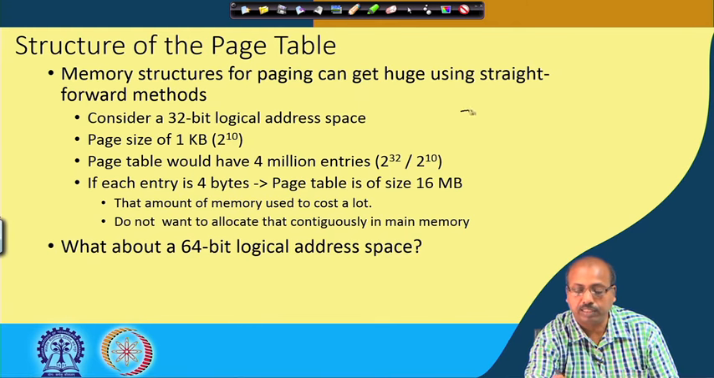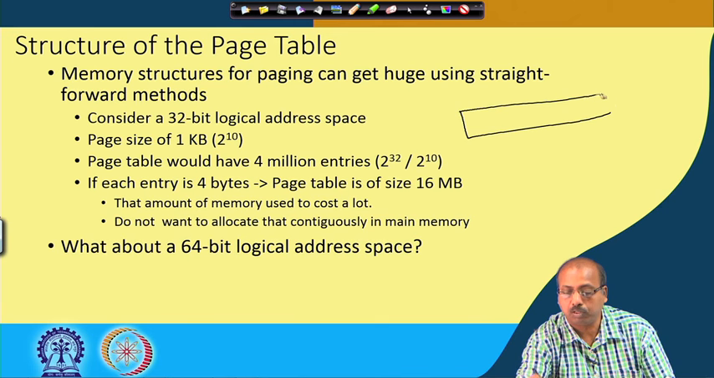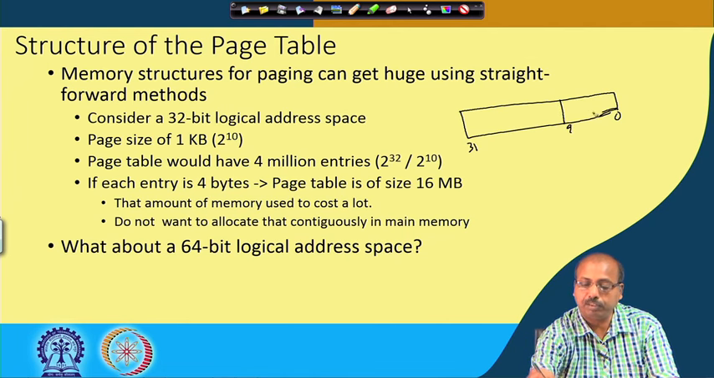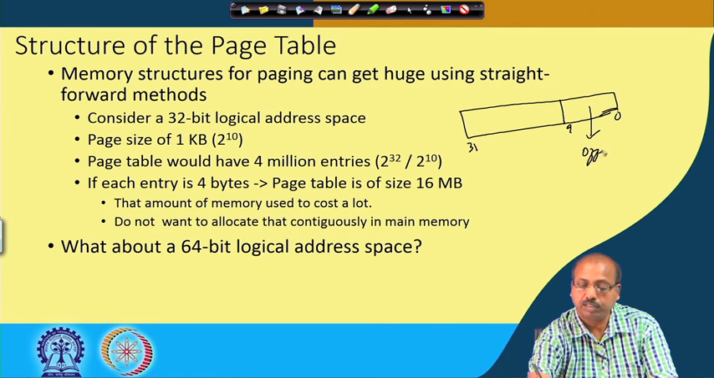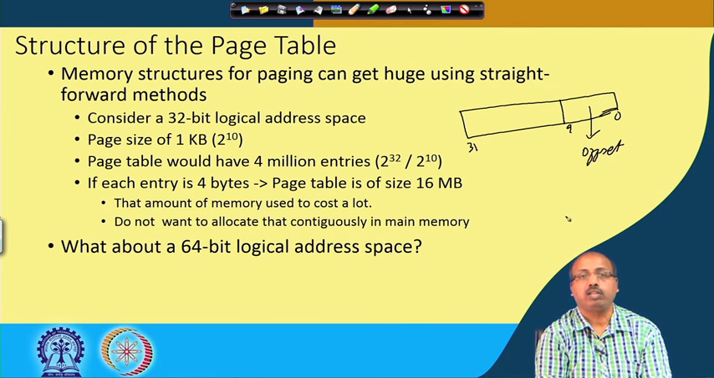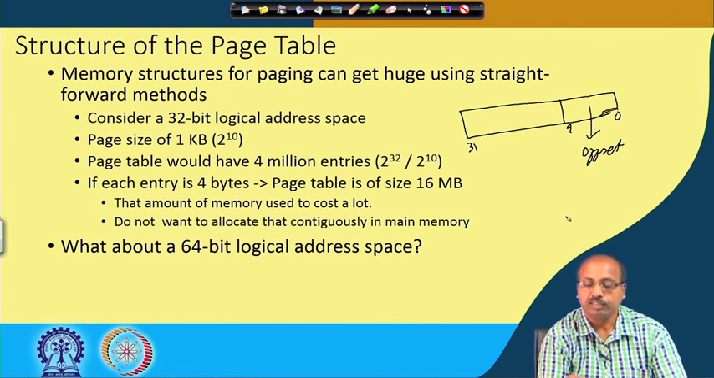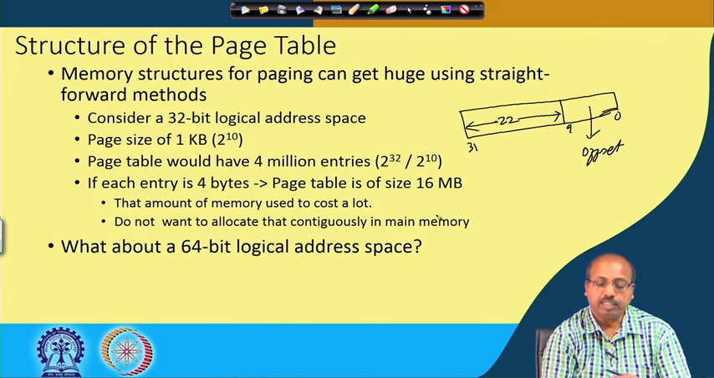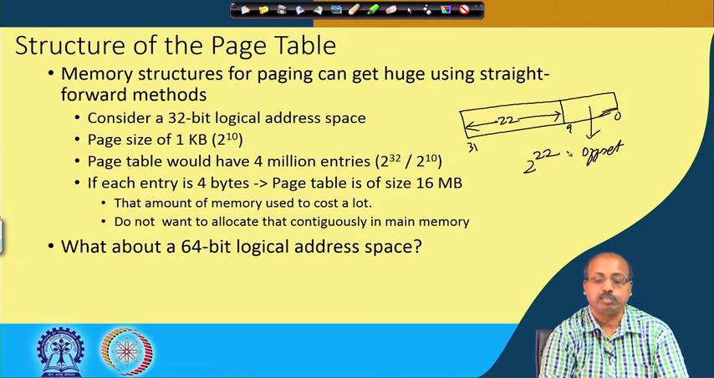So, if the whole logical address is 32-bit, numbered 0 to 31, out of that bits 0 to 9 are used for the page offset. And if we are thinking about a straightforward paging scheme, then the remaining 22 bits are devoted to the page number. So, we can have 2 power 22 pages. The number of pages will be pretty high, and the page table will have 2 power 22 entries.